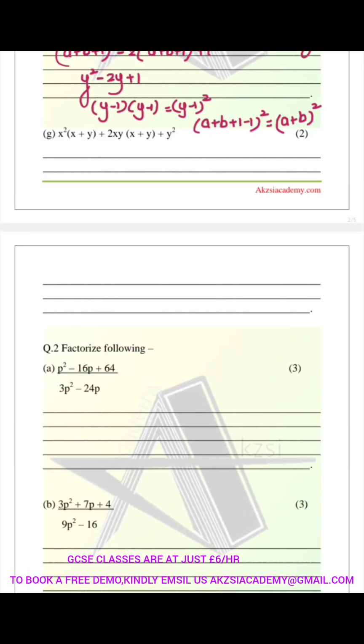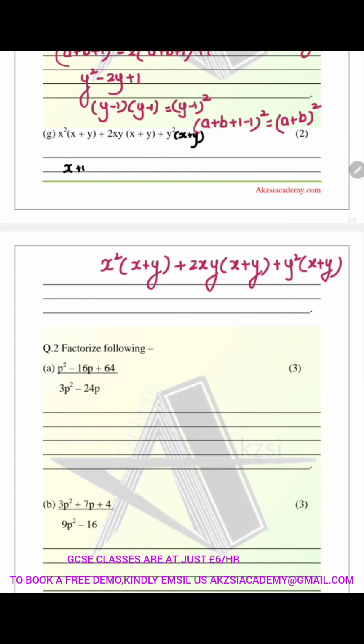Moving on to the next one. In this question, we can say x + y is common. So I can take out x + y as common. Remaining would be x² + 2xy + y². Well, this is a quadratic and we can split the middle term. Product is x²y² and sum is 2xy. That means clearly the two numbers are xy and xy.